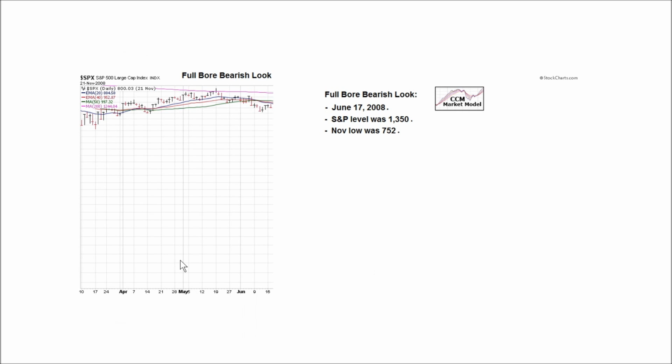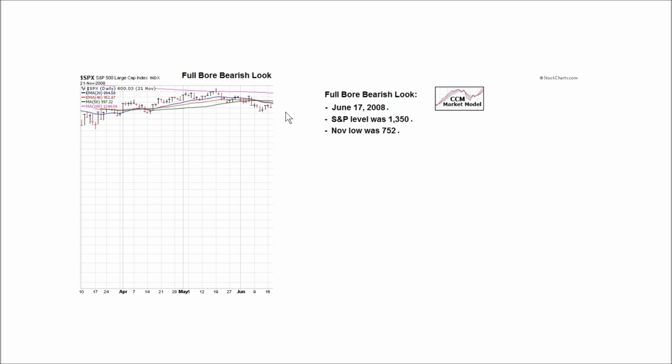Moving through this chart on a step-by-step basis helps us because we can see the observable evidence and how things change over time. And the important thing here is, this is June 17th, 2008. We now have a full-bore bearish look. Price is below all the moving averages. The fastest moving average, blue, is on the bottom, 200 on the top. All of the slopes are negative and price is below all of them.